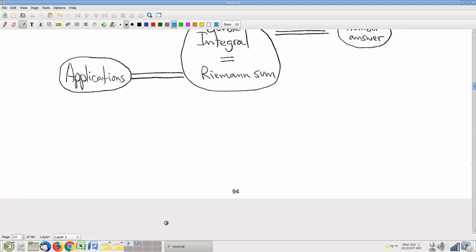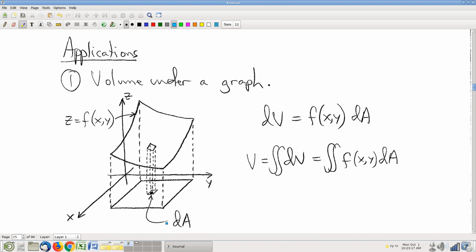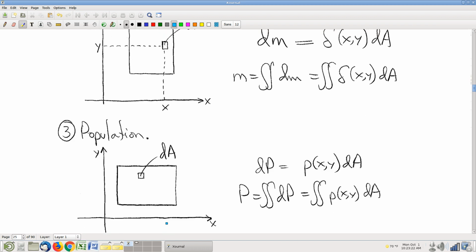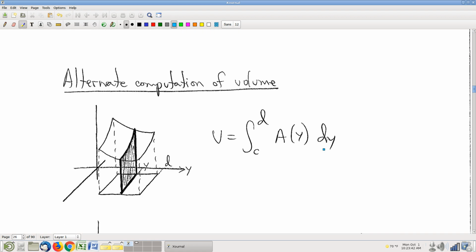Okay. So how do you compute? Well, so we go to the volume under a graph, and we make the realization that you can... I'm sorry, I got ahead of myself. Here are some applications of double integrals. Volume under a graph is one. Mass of a sheet. Population. Anytime you know stuff per unit size, in any sense, you can multiply by size to get stuff, and stuff adds up. Right? Okay. So how do we compute these double integrals?